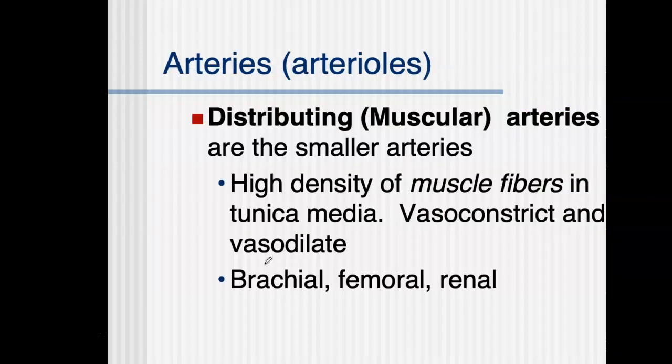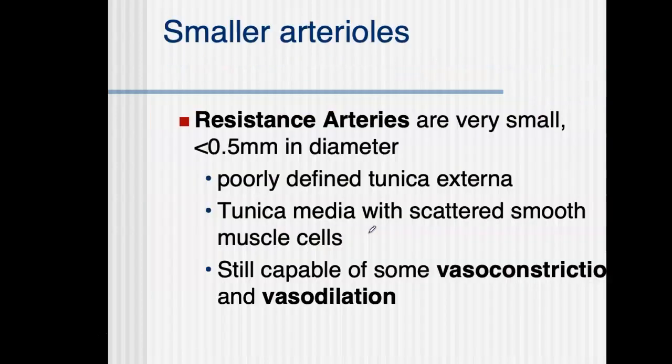So let me backtrack here. We're talking then about a type of small artery that is able to use its muscle to either close up the lumen or open it up. Okay, those are distributing. And then we have smaller arteries. We're going to call them resistance arteries. And these are the much smaller ones. These are less than 0.5 millimeters in diameter. In other words, pretty tiny.